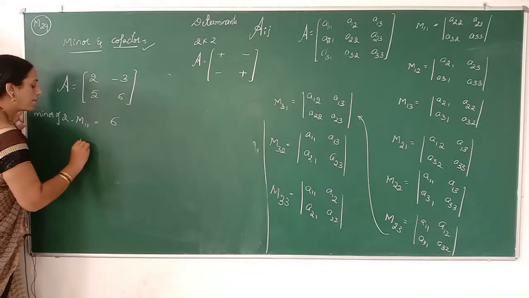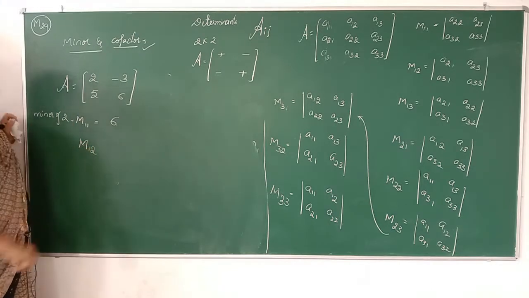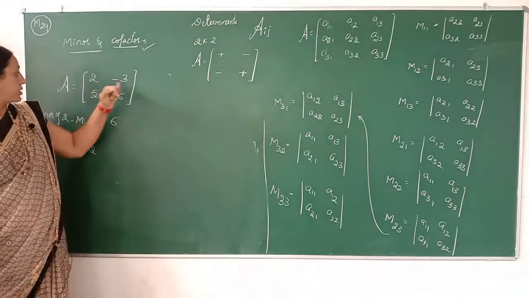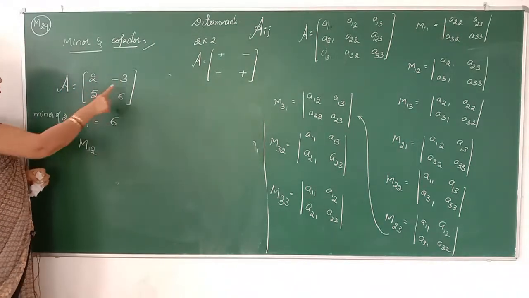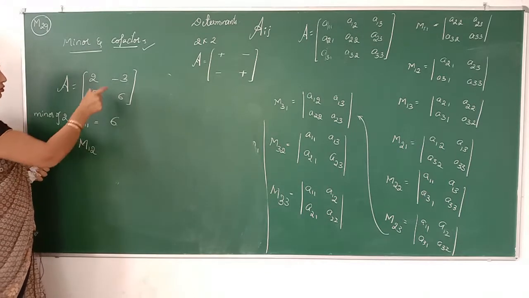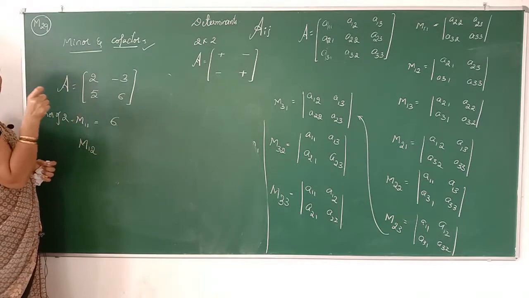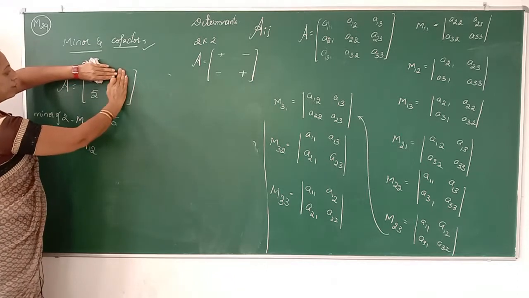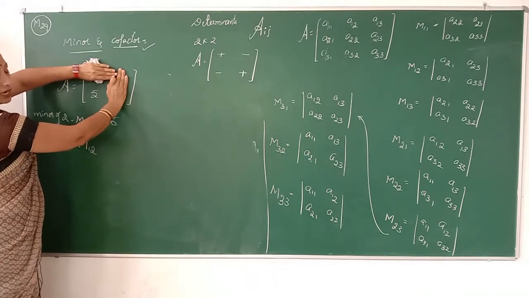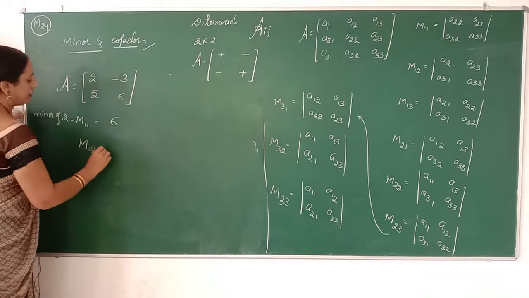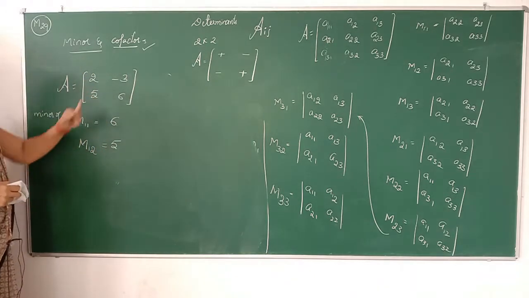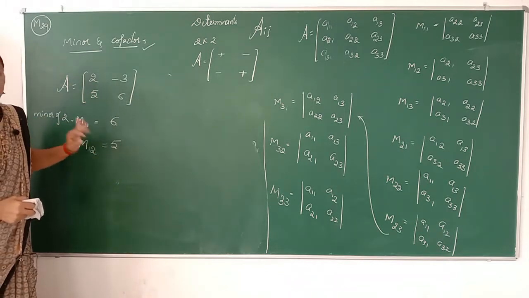Similarly, M12 means the element of the first row, second column, which is minus 3. To find the minor of minus 3, minus 3 is an element of the first row, second column, so that row and column are neglected, and the remaining is 5. Therefore, the minor of minus 3 is 5.